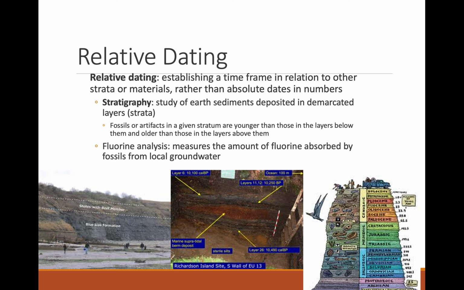So I want you to know, in this general sense, what's the difference between absolute dating and relative dating. Relative dating makes use of stratigraphy, makes use of this time frame in relation to other strata or layers, while absolute dating gives you a date in numbers with an established or predetermined range of error. Stratigraphy is the study of Earth sediments that are deposited in demarcated layers.